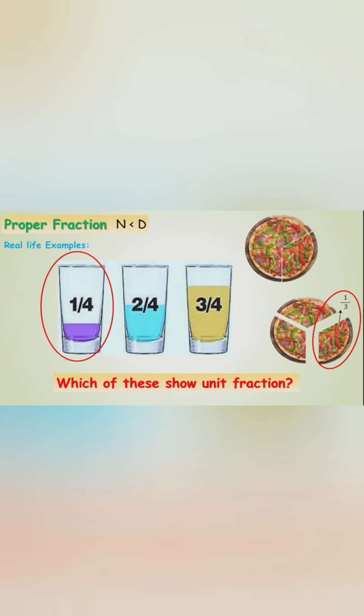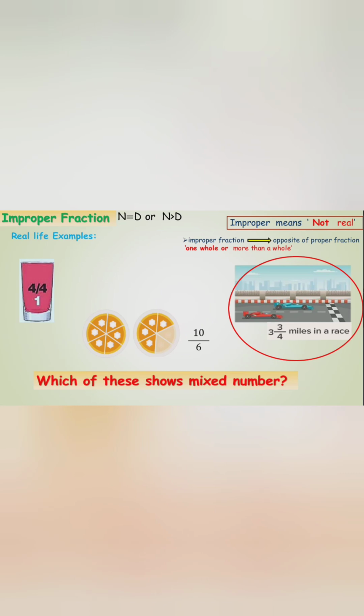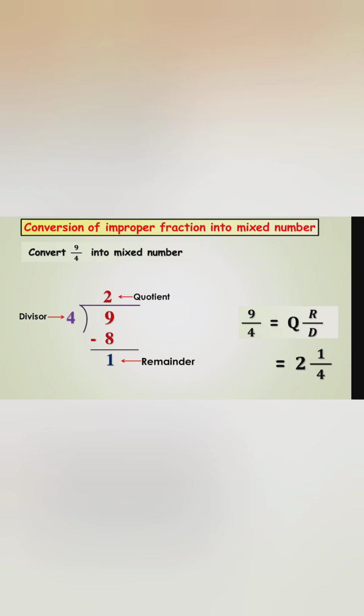The real life examples of proper fraction are that which of these show unit fraction? I have already circled that 1 over 4 is showing the unit fraction as there is 1 at the numerator. And there is 1 over 3, and this is also the unit fraction because 1 is over there at the numerator. Now, improper fraction. Improper means not real. Improper fraction is opposite of proper fraction, one whole or more than a whole. Now, in these pictures, which one of these show the mixed number? The first one, the second 10 over 6, or the third 3 whole 3 over 4? Yes, it is 3 whole 3 over 4. Let me explain this question on the notebook.